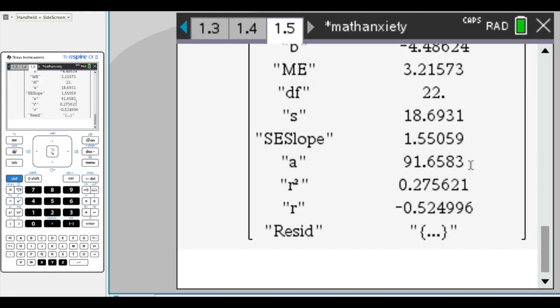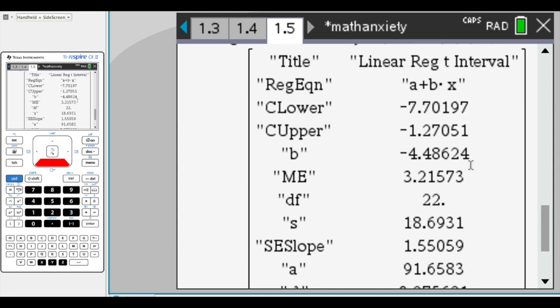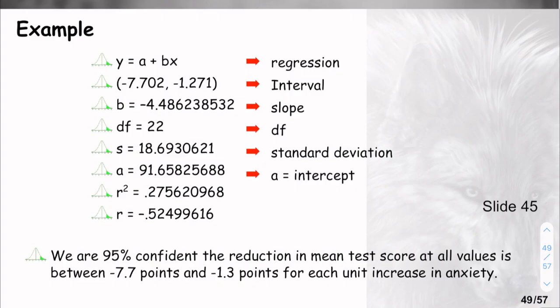We hit OK, and we get our equation, a plus bx. We get our lower bound and our upper bound. We get our degrees of freedom. We get our S sub e, or standard error for our residuals, the standard deviation for our residuals. And then we also get r and r squared.